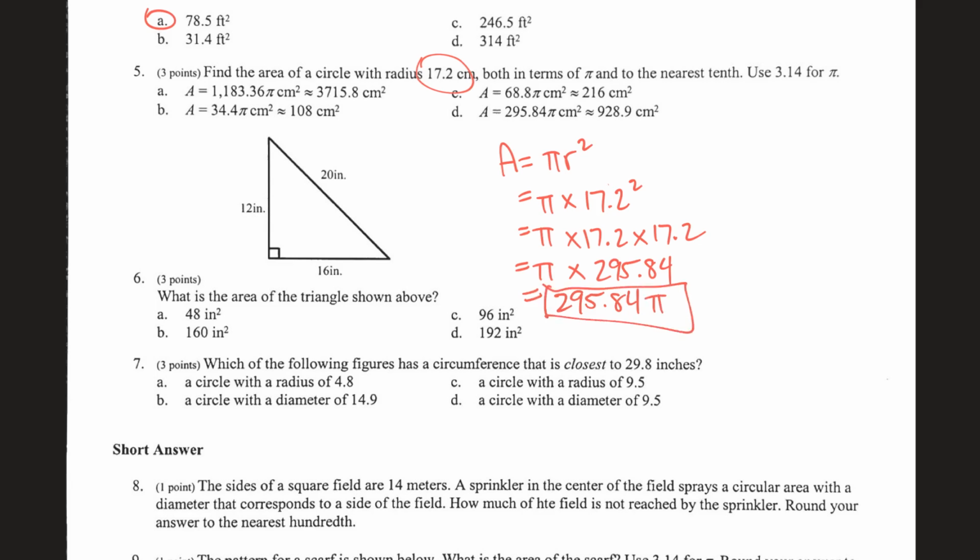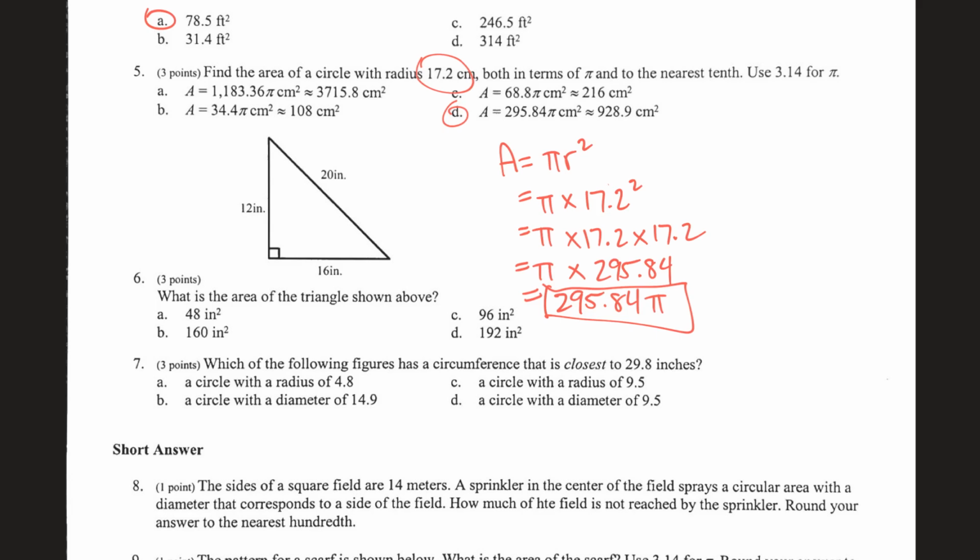And so we need to look here at our possible answers. 295.84, nope, 295.84 pi. This has to be the answer. And if I multiply 295.84 times 3.14, I would get this number also. But we could just stop right here. We know the answer is D. It has to be D.